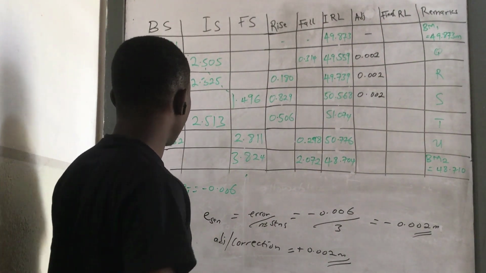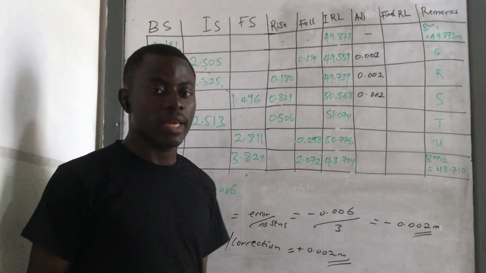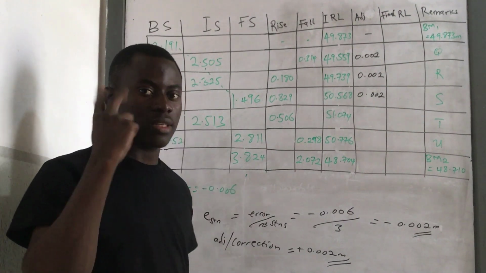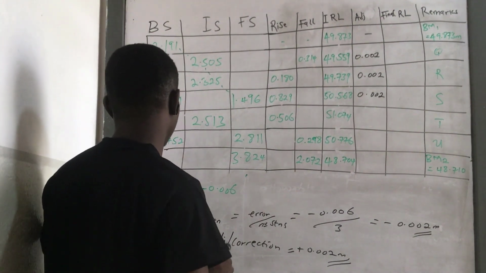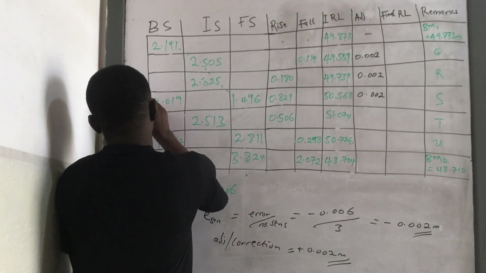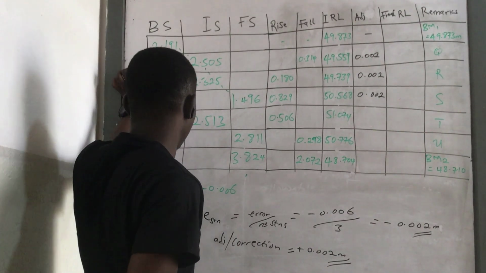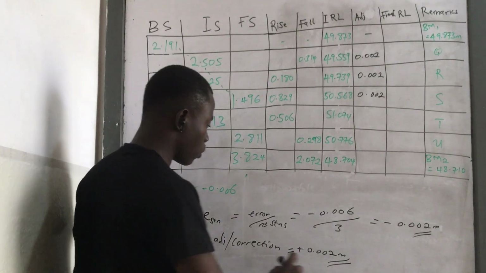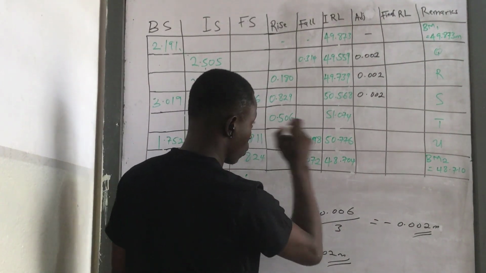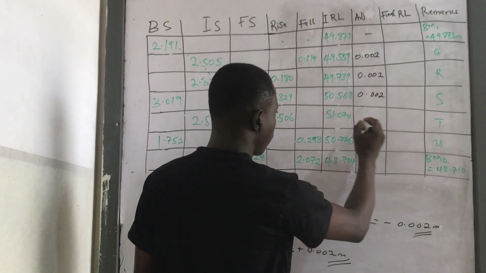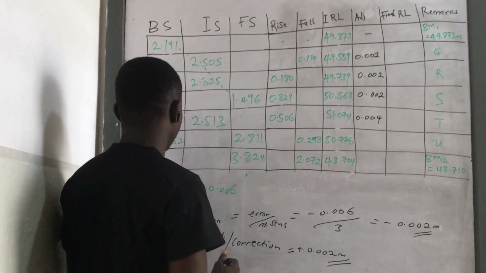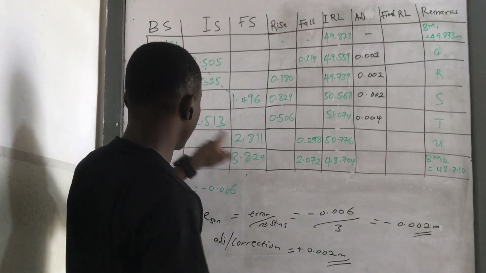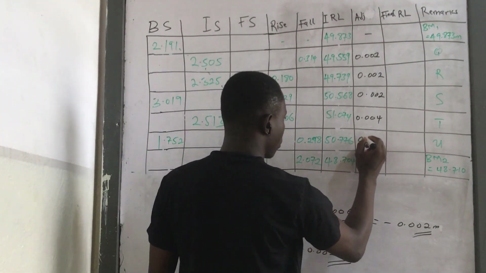So for those ones, what we are going to do is multiply our correction. This is benchmark 1, station 1, this is station 2, so we'll multiply our error by 2. I'm just going to multiply our error by 2, and we'll have 0.004 over here, because we have a new station we are working with.